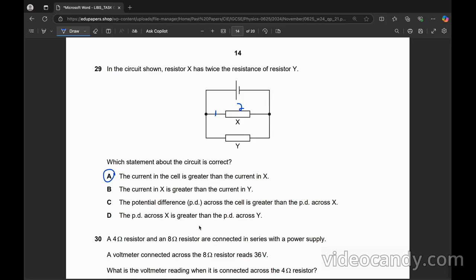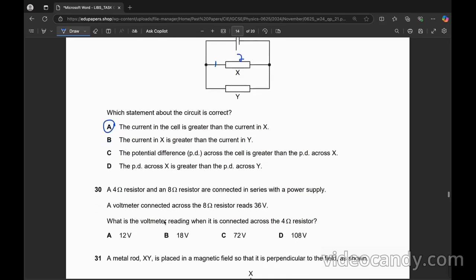The current in X is greater than the current in Y. Well, the resistance literally means resistance. It doesn't really want current to flow, so current will decrease in X, so that is wrong. The potential difference across the cell is greater than the potential difference across X. Well, that's not true. Potential difference is the same across parallel circuits. And because that's the same, D would automatically be wrong as well.